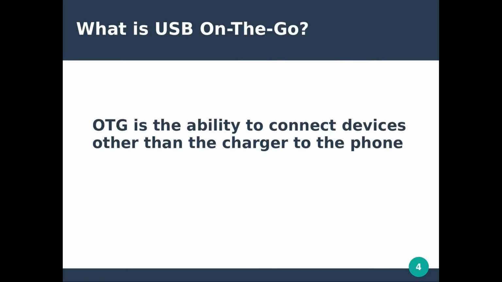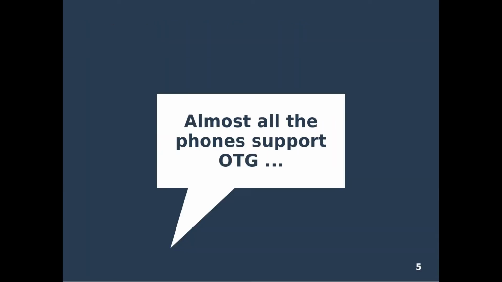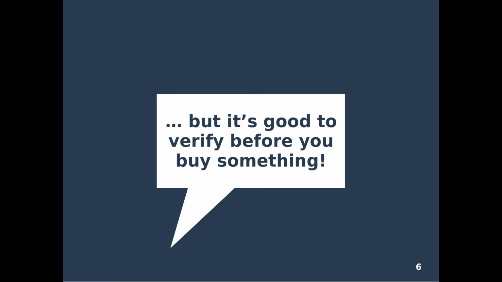What is USB on the go? In short, OTG. It is the ability to connect devices like keyboard, mouse, external hard drive to the phone. Usually almost all the smartphones nowadays support OTG, but it's good to verify before you buy some adapter.